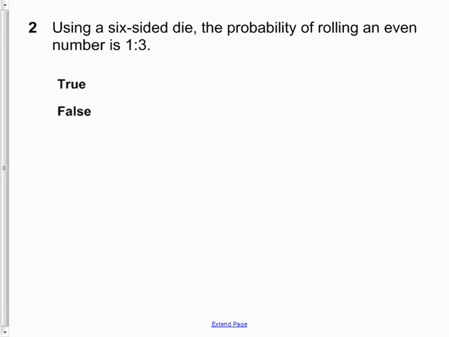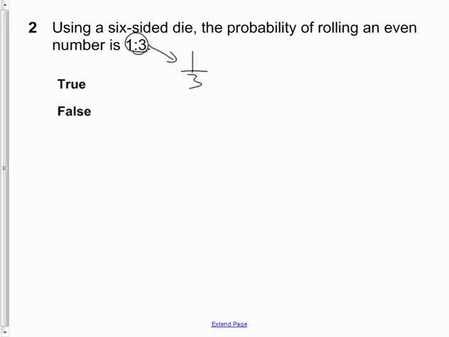It says, using a 6-sided die, the probability of rolling an even number is 1 out of 3. Now, this is an interesting thing. We only saw this a couple times. Probably the better way of looking at that is 1 out of 3. So you have 3 possible choices. One of them is an even number. And the answer to that is, of course, false.